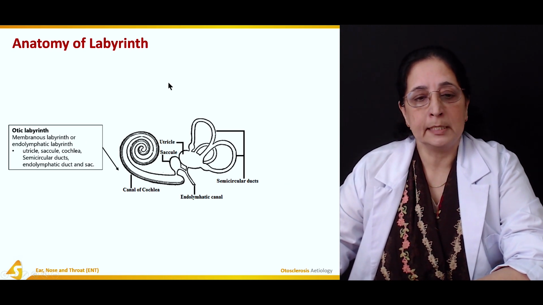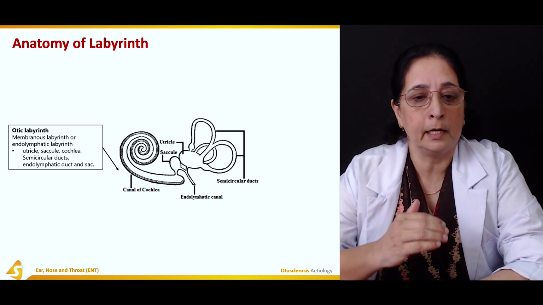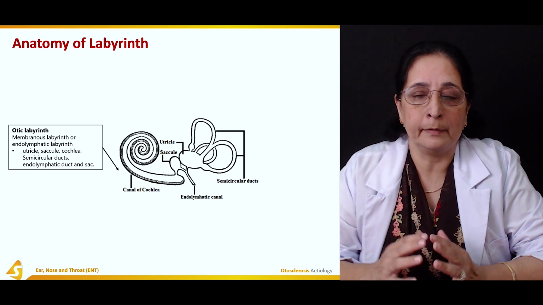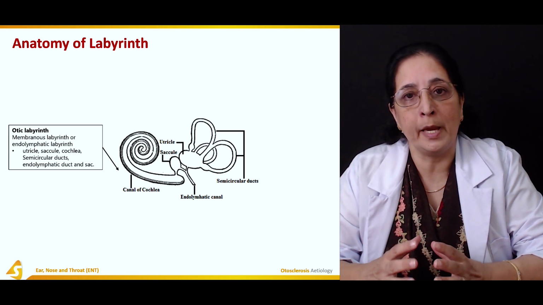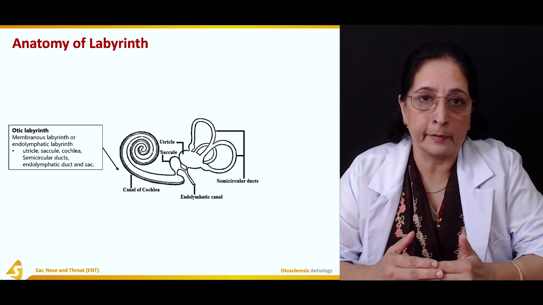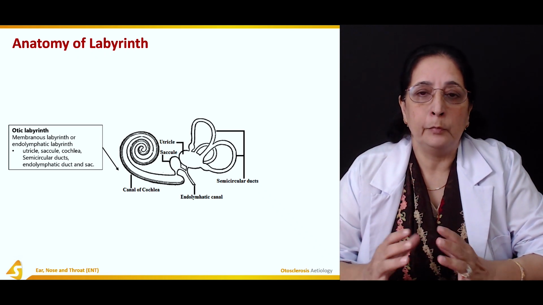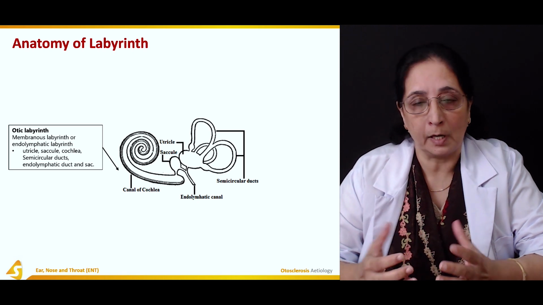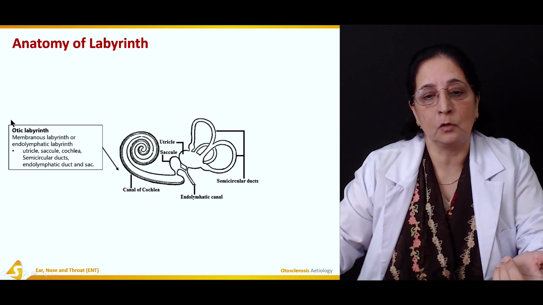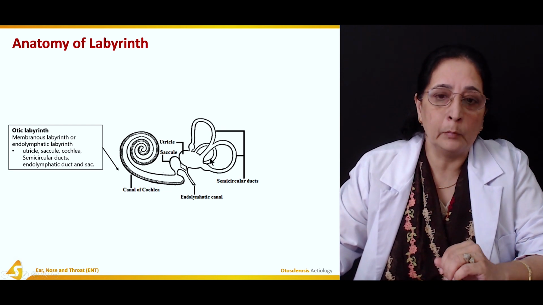So we have the otic labyrinth. Otic is for ear, and labyrinth is the inner ear, another name used for the inner ear. The labyrinth or inner ear is roughly divided into two main parts. We have the bony labyrinth and the membranous labyrinth. And the bony labyrinth is the outer rigid part. Since it's bone, it's the outer rigid part, and it contains cochlea and the semicircular canals, which are included in the bony labyrinth.